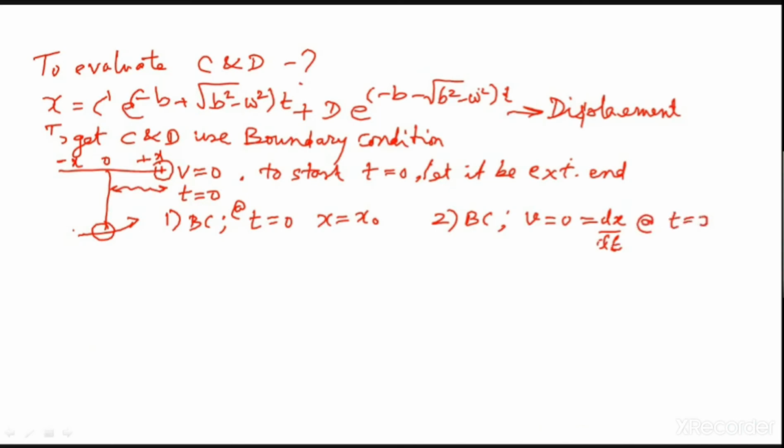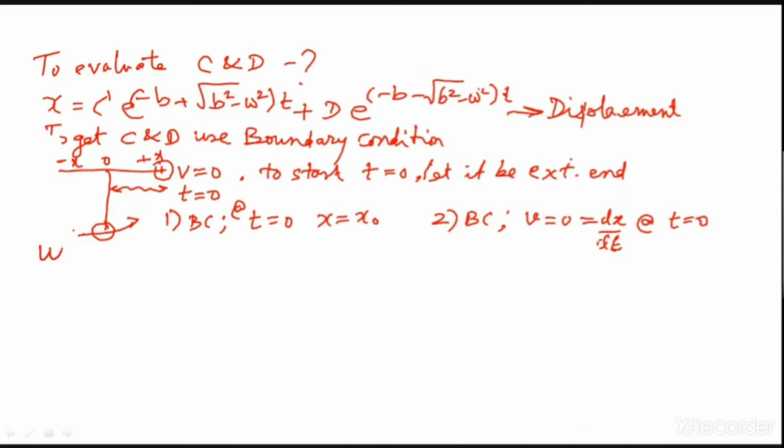We have two cases. What is that? We can see here two things. At T equal to 0 in this experiment, X is maximum. Let that maximum value be X naught. And at T equal to 0, we write V is equal to 0, that is dx by dt is 0. So these are the two conditions.